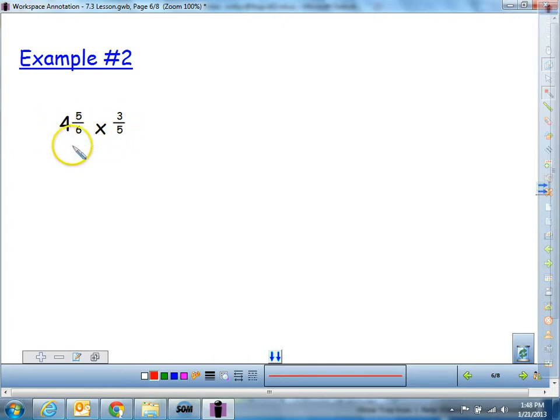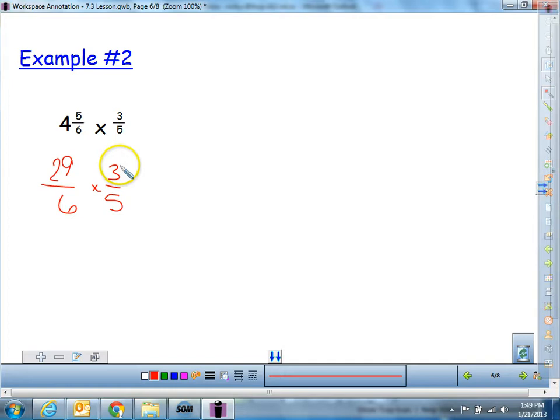So the first thing I want to do is convert this to an improper fraction. So 4 times 6 is 24, plus 5 is 29. So I have 29 over 6 times 3 over 5. All right. So do I have any? I like to simplify before I multiply. So 29 and 3, do either of those work with 6 or 5?